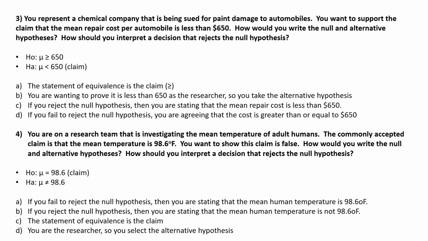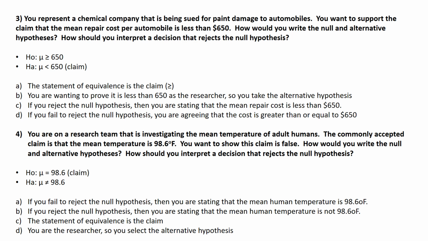You're on a research team that's investigating the mean temperature of adult humans. A commonly accepted claim is that the mean temperature is 98.6. So I see "is 98.6." That's going to be the statement of equivalence. That's an equal, so that's going to be my null hypothesis. H sub 0: mu equals 98.6. You want to show the claim is false. So you're trying to prove it's false. So you have to take the alternate.